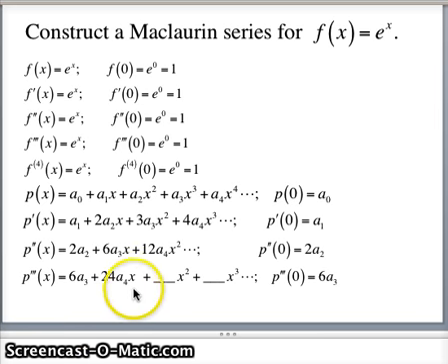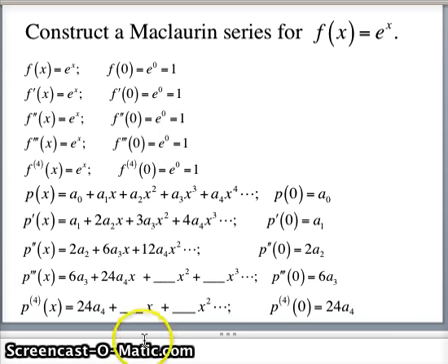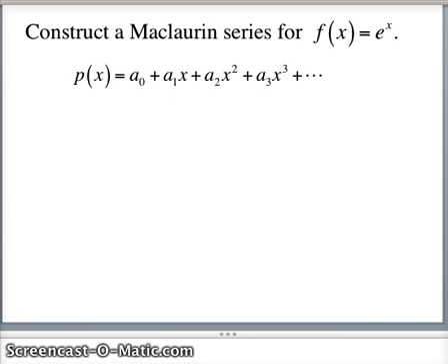Third derivative, same process. You can see we're going to have something x squared, something x cubed. But plugging in 0, those all disappear, and p triple prime of 0 is just 6a3. And that's going to have to agree with f triple prime of 0, which is 1. If 6a3 is 1, a3 will be 1/6. Then we finish that process. The fourth derivative is 24a4 plus something x squared plus something x cubed, etc. Plugging in 0, all that's left is 24a4. That's got to be 1. So a4 will be 1/24.